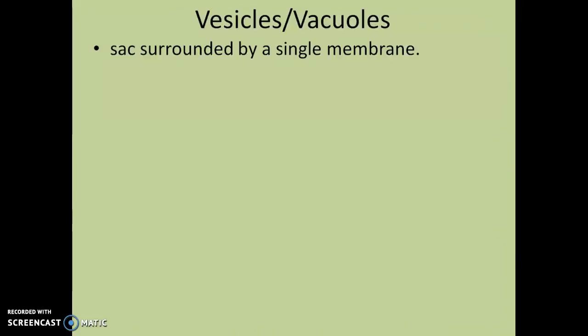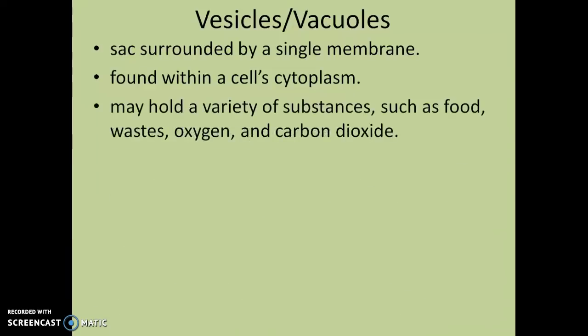Okay, our next organelle we're going to talk about are vacuoles. And vacuoles are membrane bound, so they are in eukaryotes and not in prokaryotes. They are found within the cell's cytoplasm. And their job is they hold a variety of substances. They hold food, waste, oxygen, and also carbon dioxide. So they are the storage center of the cell.